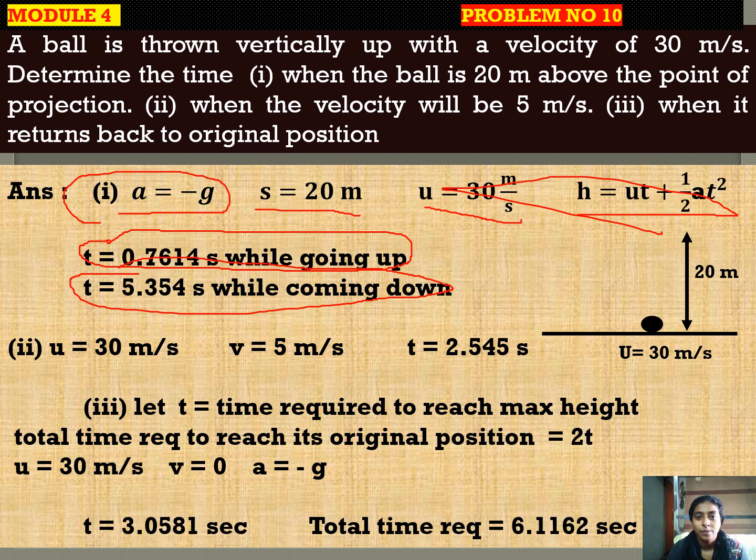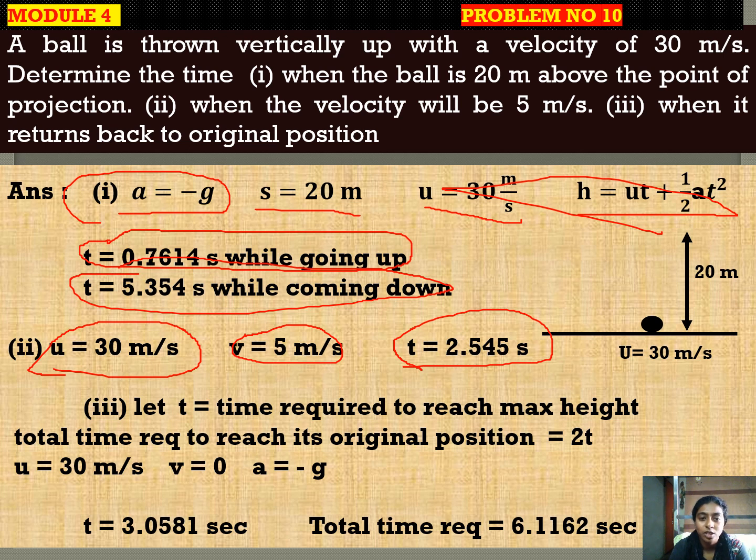while coming downwards. So, first, when the ball is 20 meter above the point of projection, the time is 0.7614 seconds. Now, second case, when the velocity will be 5 meter per second. So, initial velocity is 30 meter per second, final velocity is 5 meter per second. Substitute v is equal to u plus at, we get t is equal to 2.545 seconds.